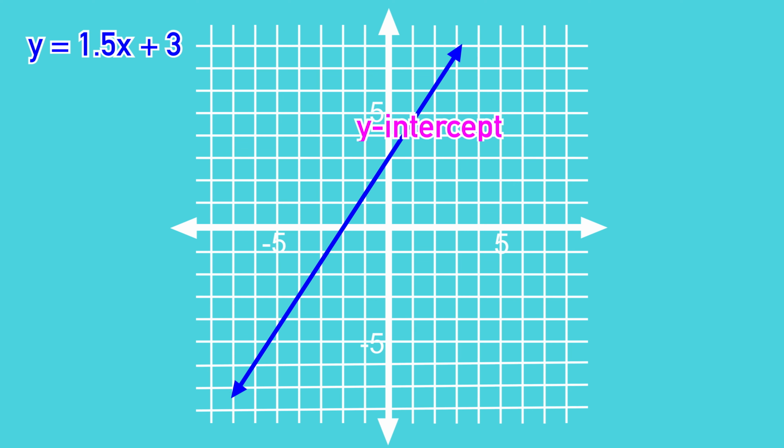When that line crosses the y-axis, we call the point of intersection the y-intercept. When it crosses the x-axis, we call that point of intersection the x-intercept. These points will help us later to determine the solutions and structure in an equation.